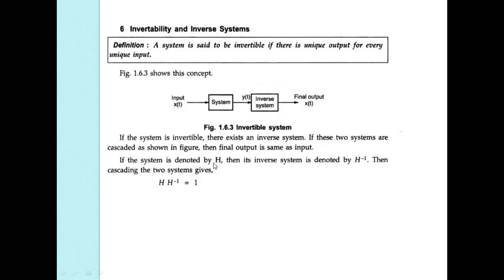If the system is denoted by H, then its inverse system is denoted by H inverse. Then cascading the two systems gives 1. H into H inverse is equal to 1, my dear students.